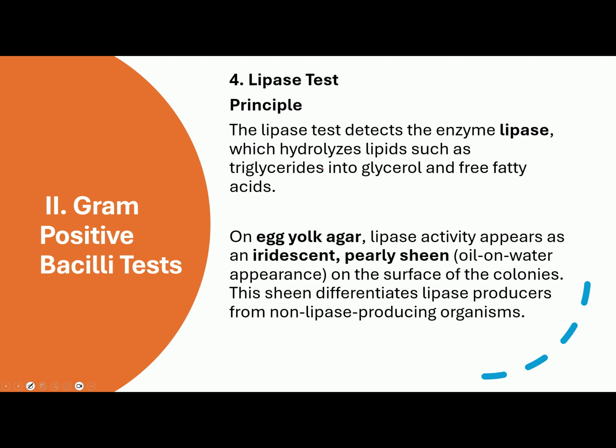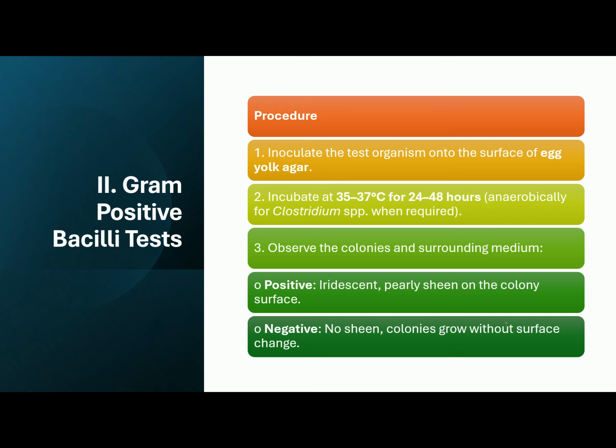Then we have your lipase test. So the principle here is it detects the enzyme lipase, which hydrolyzes lipids such as triglycerides into two substances, glycerol and free fatty acid. On egg yolk agar, lipase activity appears as an iridescent pearly sheen on the surface of the colony. This sheen differentiates lipase producers from non-lipase producing organisms.